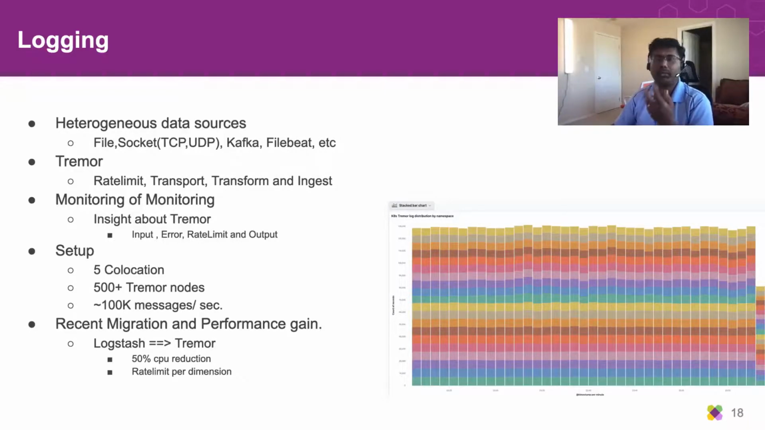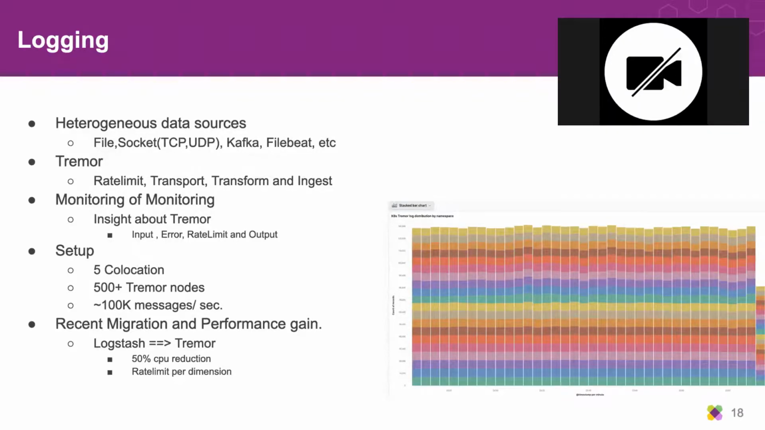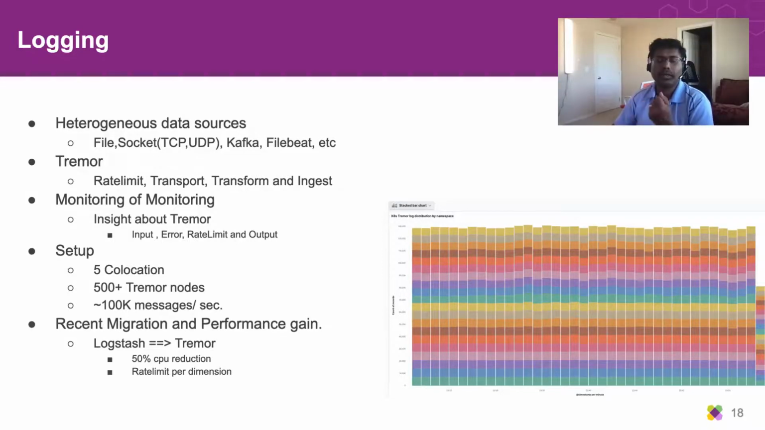The very beauty of Tremor, which we leverage a lot, is the monitoring of the monitoring. Even without any extra effort, Tremor itself gives its own insight, like how much data has been ingested into the pipeline, how much has been processed, and, if it needs to drop some of the data for rate limiting reasons, how much has been dropped, and finally how much has been emitted into our off ramp. So pretty much all the metrics are collected, and we ingest those metrics into our InfluxDB for further triaging and monitoring of monitoring.